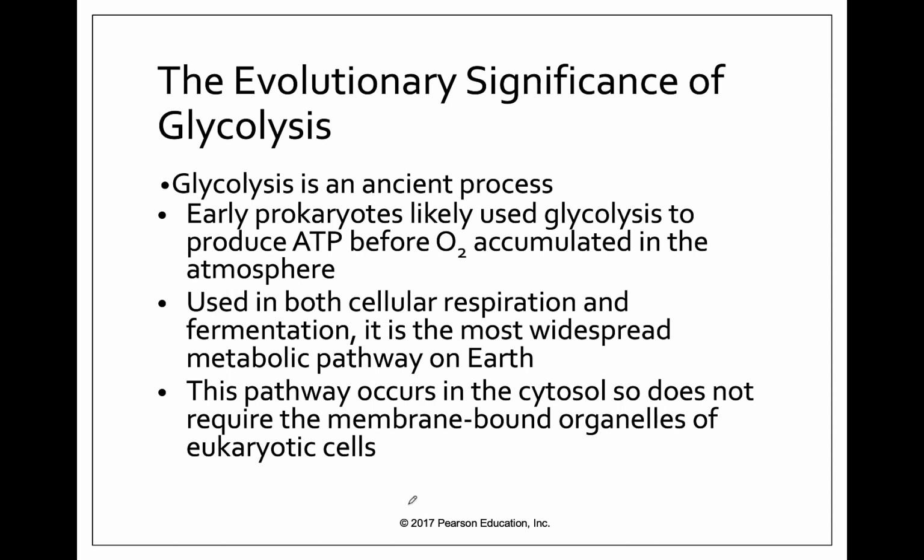It's then probable that other additional organelles, as they developed, were able to kind of add to this pathway to create this whole process of cellular respiration, which includes the citric acid cycle and then the electron transport cycle, which are much more complicated metabolic pathways.